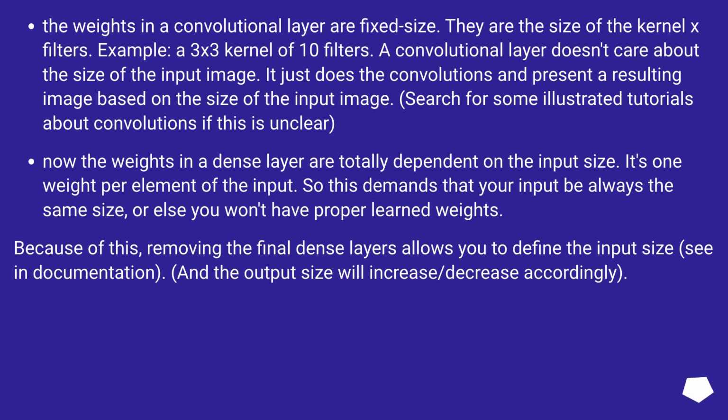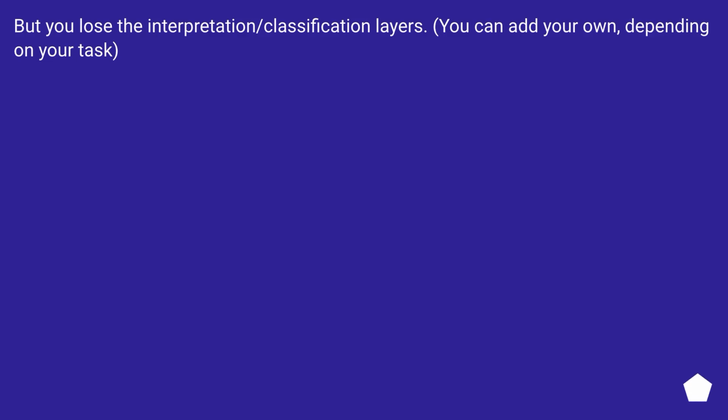Now the weights in a dense layer are totally dependent on the input size. It's one weight per element of the input. So this demands that your input be always the same size, or else you won't have proper learned weights. Because of this, removing the final dense layers allows you to define the input size, see in documentation. And the output size will increase or decrease accordingly. But you lose the interpretation/classification layers. You can add your own, depending on your task.